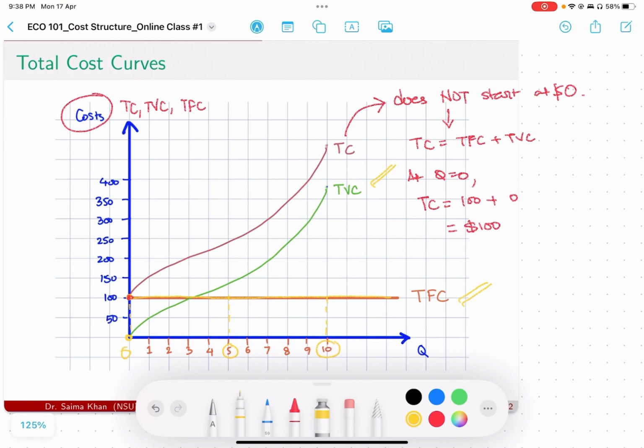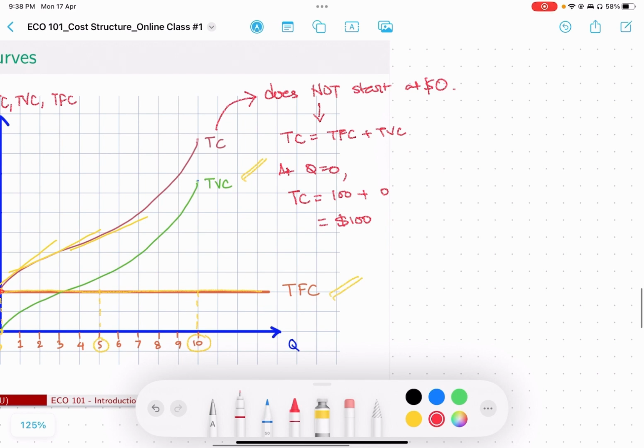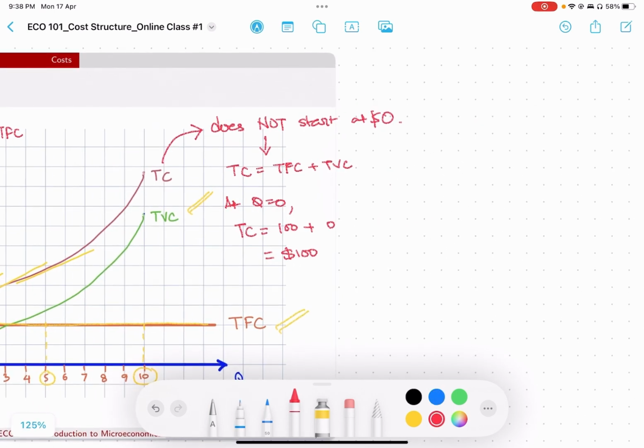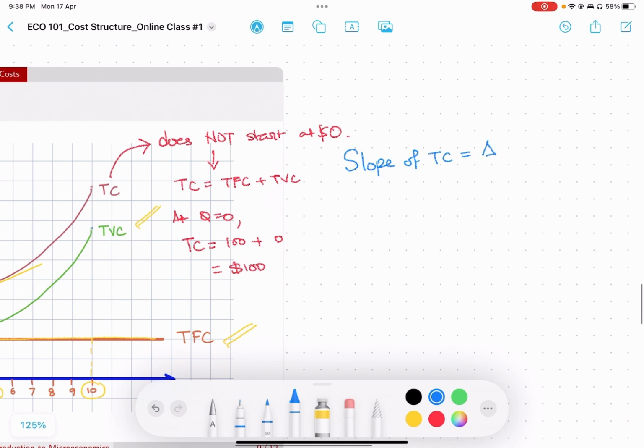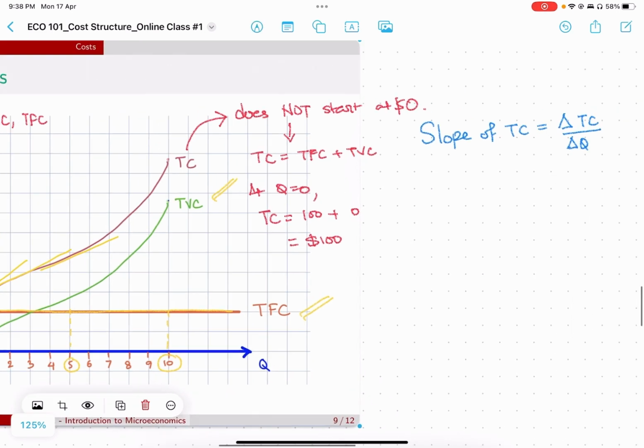Now, notice something. If I draw the slope here, and the slope should be a tangent to the cost curve, what do you see here? The slope is actually initially getting flatter. So let me just write that down. Firstly, let's write down what a slope is. Here, the slope of the total cost curve is equal to change in total cost by change in Q, right? That's because we're basically doing change in Y by change in X, right?